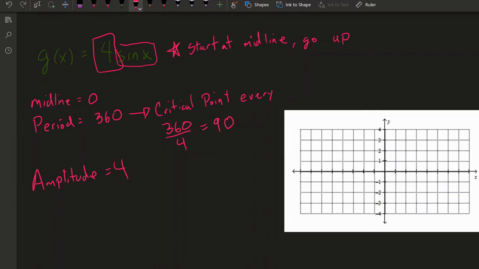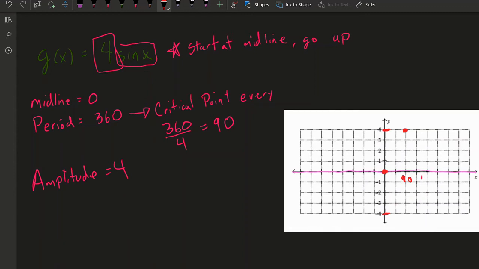Okay, so basically I can go ahead and start graphing this now. This is pretty straightforward. My midline is here at 0. My maximum is going to be 4 up, and my minimum is going to be 4 down. Since this is sine, I'm going to start at 0 and then start moving up. I'll reach the maximum at my first critical point, which is at 90. At 90, I'm going to go all the way up to 4.